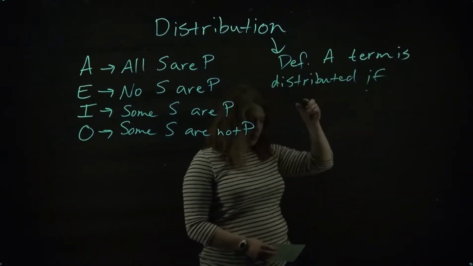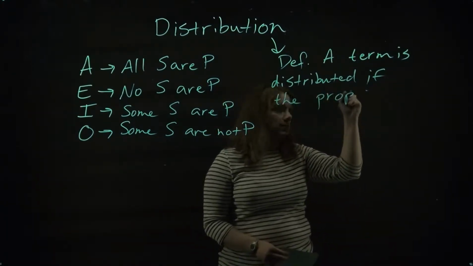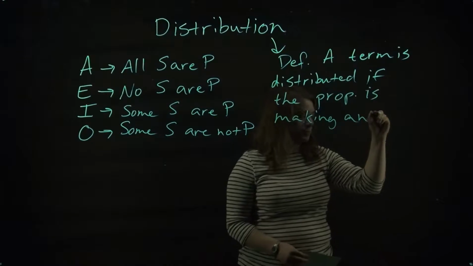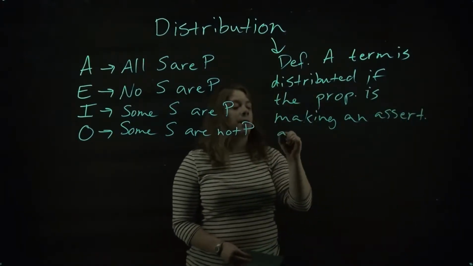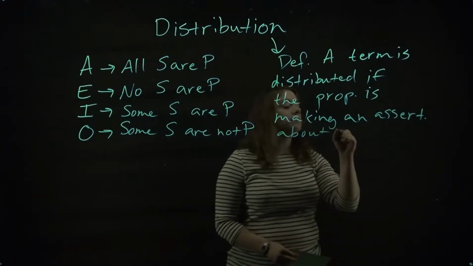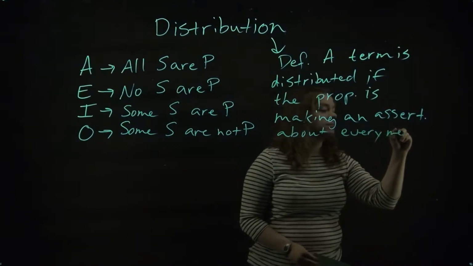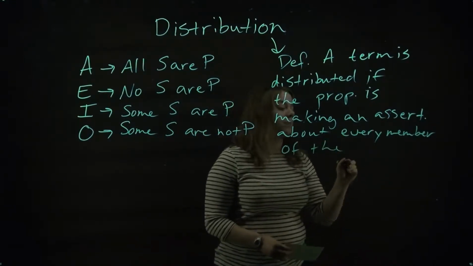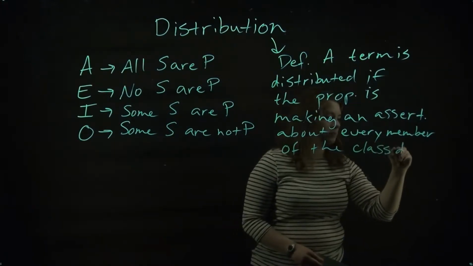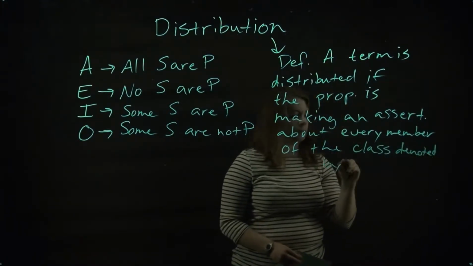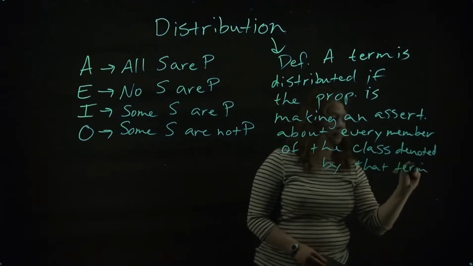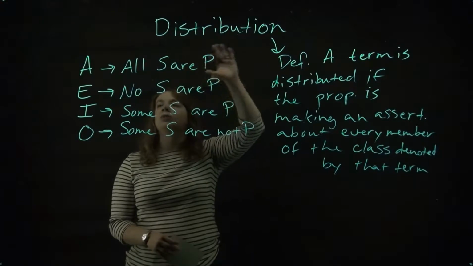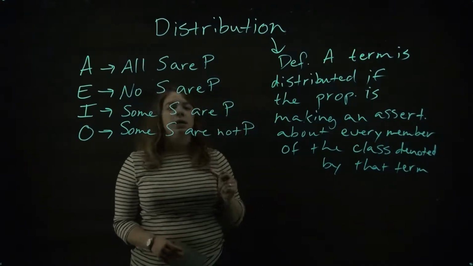if the proposition that has the term is making an assertion about every member of the class denoted by the term. So in order to understand this, sometimes it's helpful to think back to the Venn diagrams that we use to illustrate the nature of AEIO propositions.